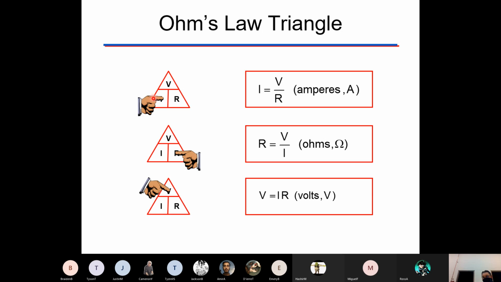So if you're solving for I, you cover up the I, and then it gives you your equation V over R. If you're solving for R, you cover up the R, and you've got V over I. And if you're solving for V, you've got I times R. If you can remember that triangle, you can pretty much remember Ohm's law all the time. It's pretty simple. You just cover up the letter you're trying to solve for.